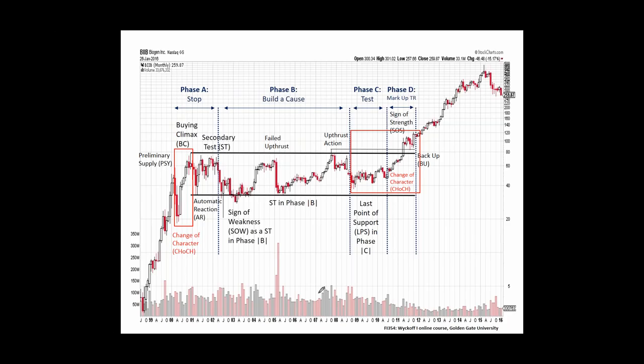That doesn't mean we didn't attempt to trade that at the secondary test and trade it to the top of the trading range, but that very large volume would be a flag. And then also the failed tests that occur after that upthrust action would lead us to believe that it may have to attempt to go back down towards the bottom of the trading range.